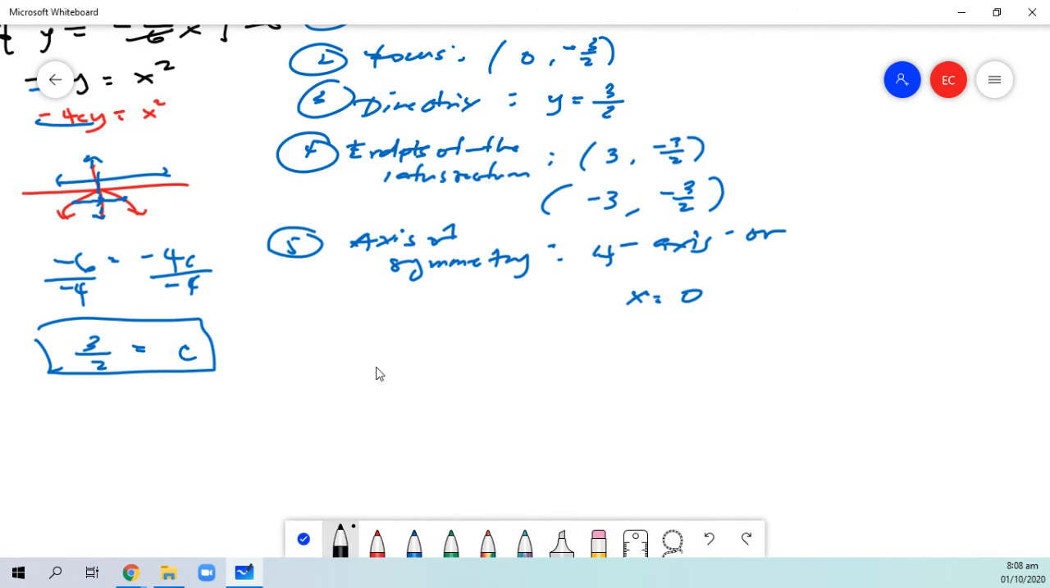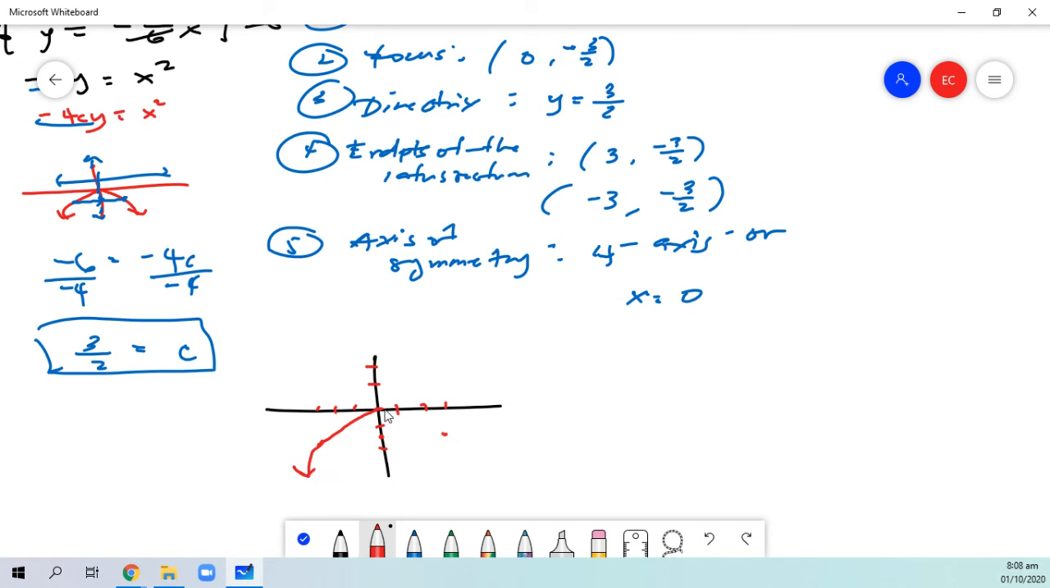And so again, the vertex is at 0, 0. And then we look for the focus, which is 0, negative 3 halves. So that's negative 1 and 1 half. So let's see, somewhere here, 1 and 1 half. Endpoints of the latus rectum is 3, negative 3 halves. So that's 1, 2, 3, negative 3 halves, negative 3, negative 3 halves.